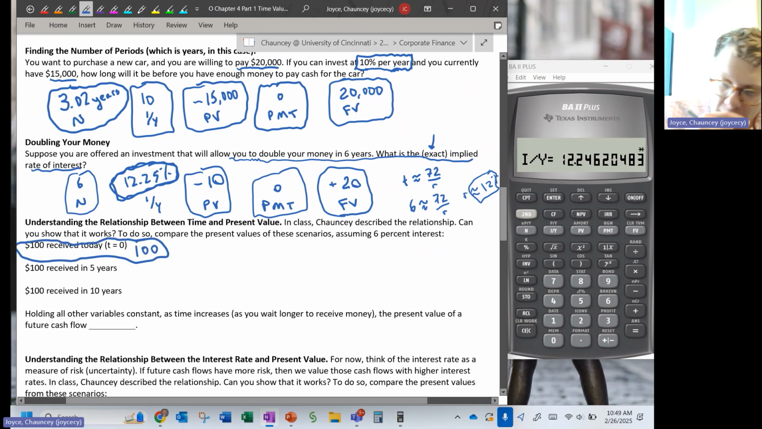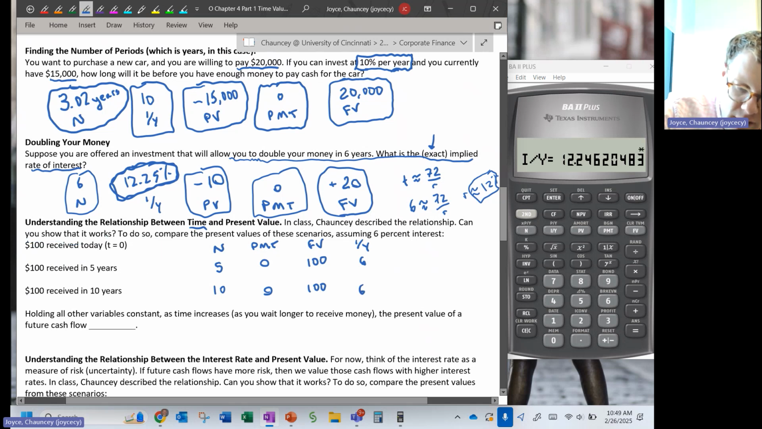We're going to look now at changing time in solving for present value. So in this case, we'll find n of 5 versus n of 10. There's no payments along the way. We're just considering a future value of 100 in each scenario. The rate is fixed at 6%, and we're just going to compare different present values. So again, the first scenario, that present value is just 100.